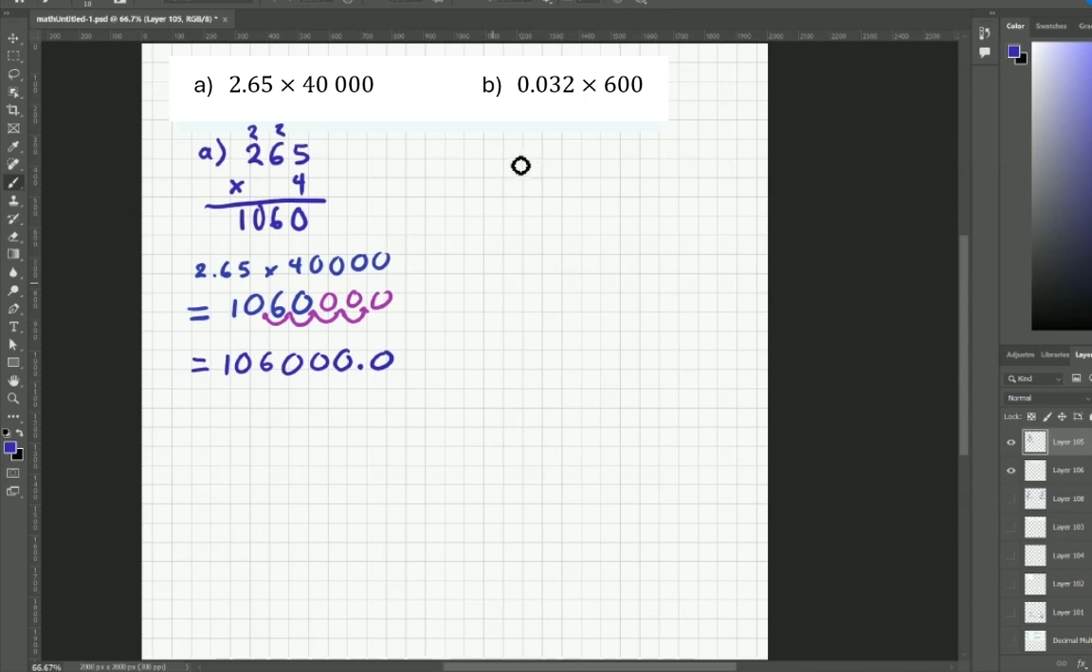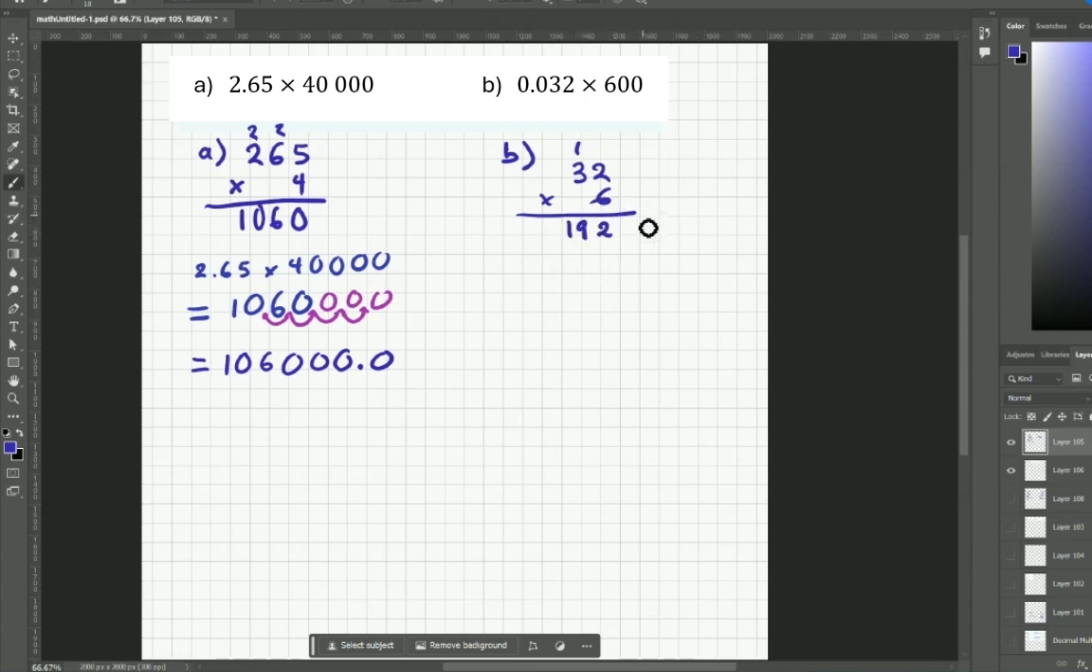Okay, let's look at our next one. B. We have 0.032 times 600. Again, let's rewrite this as 32 times 6. Right, we're going to ignore the multiple of 100 and we're going to ignore the decimal places. So, 32 times 6, so 2 times 6 is 12. Yep. Put down the 2, carry the 1. 6 times 3 is going to be 18 and the 1 is 19.